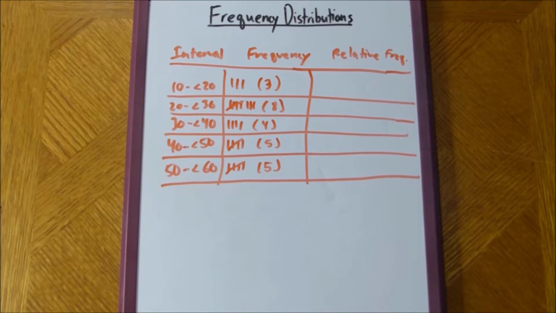And then to double check that you have the correct number, because sometimes, you know, your brain skips over one number or something like that, you want to add them all up. So 3, 11, 15, 20, 25. You're good. Now let's talk about relative frequency.